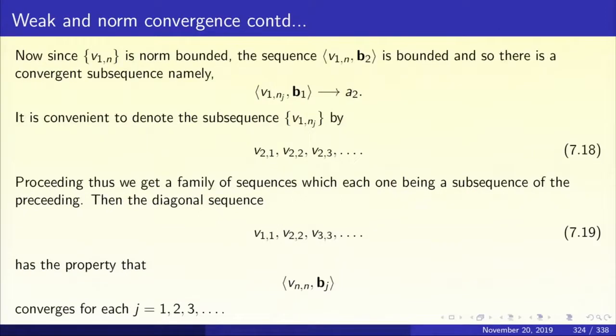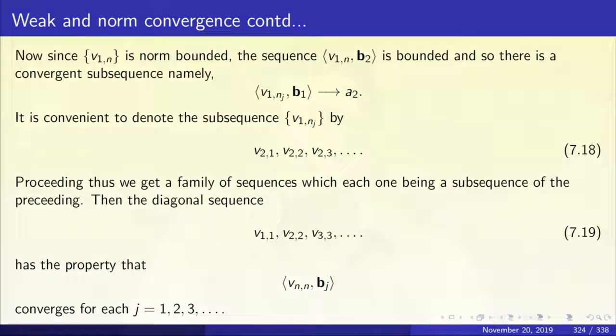Okay. So what is our requirement? The inner product of V1n with B1 converges to A1. Now work with the subsequence V11, V12, V13. Take the dot product with B2. Again I get a bounded sequence of complex numbers, so there's a convergent subsequence which will converge to, say, A2. It is convenient to denote this convergent subsequence by V21, V22, V23, etc., display 7.18. So the vectors in 7.18 form a subsequence of the vectors in 7.17.